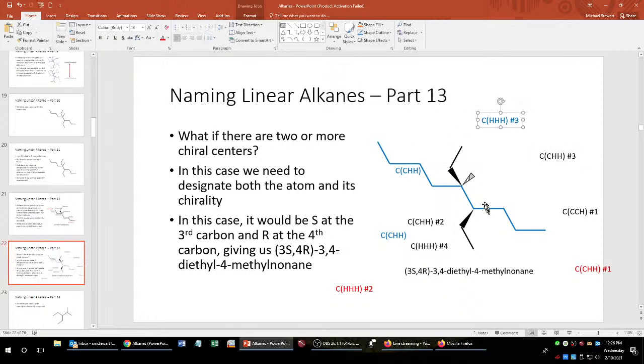So we want to look at, I don't know why it says 3S4R. These are the incorrect numbers, but whatever. That's something to update on these slides. So if we look at this carbon here, we have a back hydrogen that's not drawn. So the hydrogen here is definitely going to be the lowest priority.